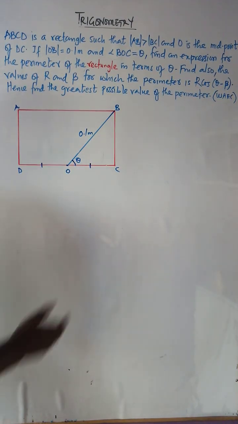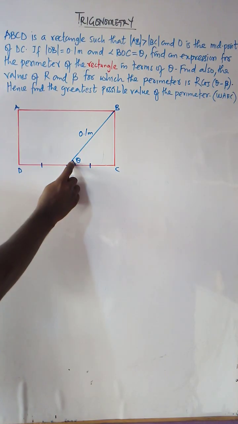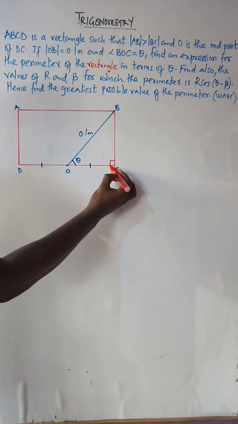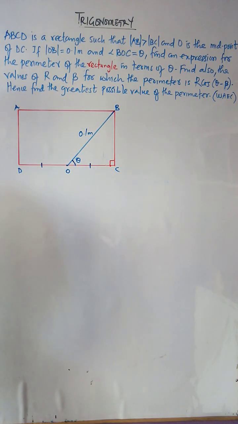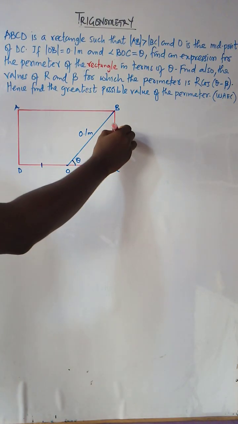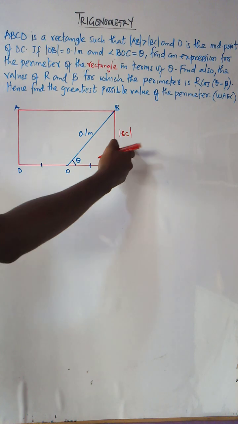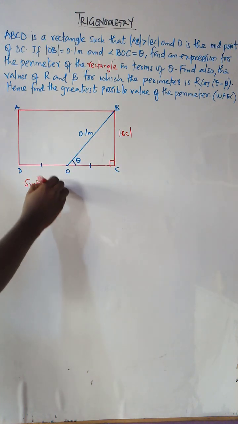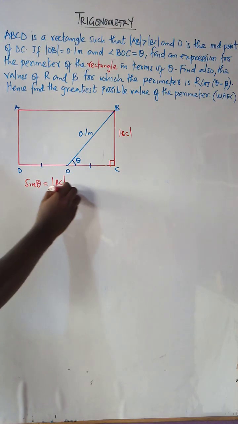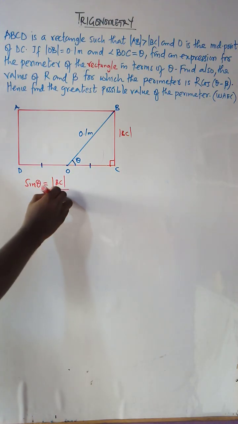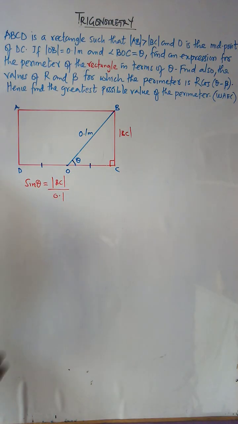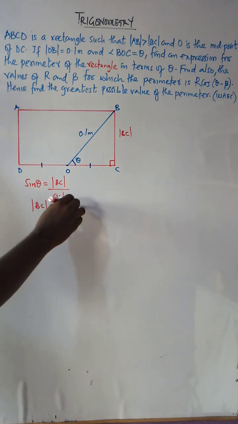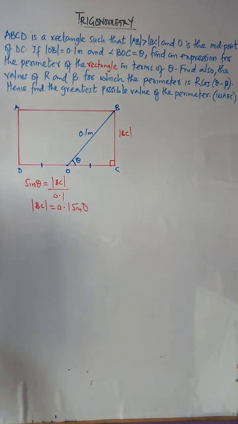So here we can easily get BC in terms of theta, since we know this hypotenuse, because this is 90 degrees. So this is opposite over hypotenuse. So let's get BC. Opposite over hypotenuse is sine. So we have sine theta equals BC, the opposite, divided by the hypotenuse, 0.1. From here, if we cross multiply, BC equals 0.1 sine theta.